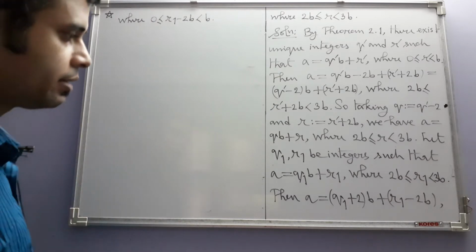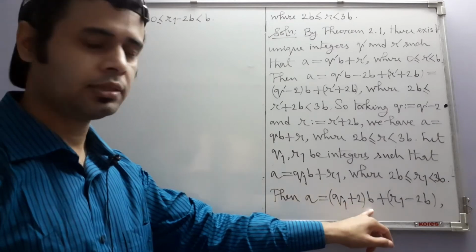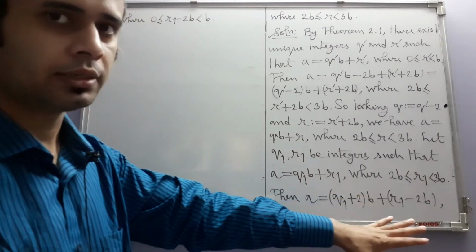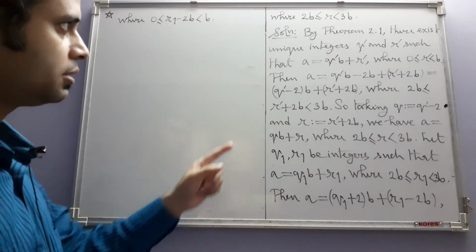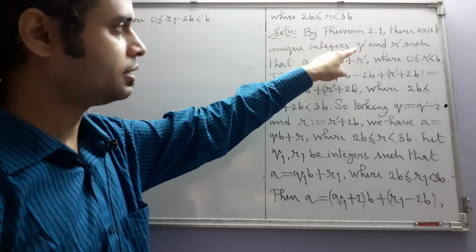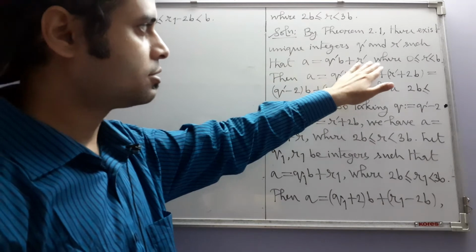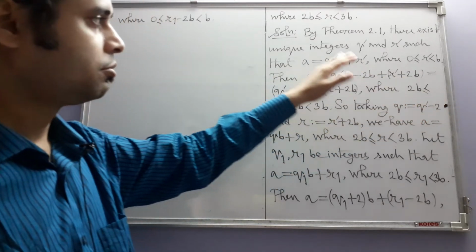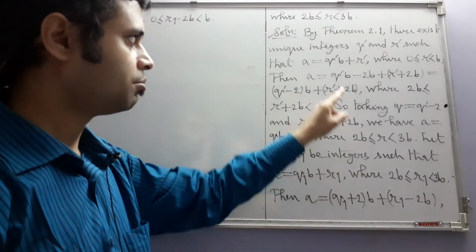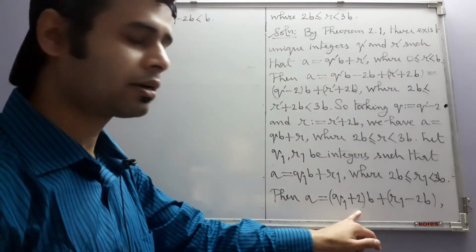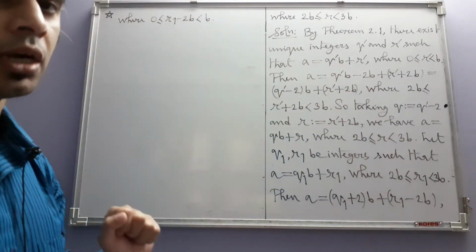Now look at these two statements: a is equal to some integer times b plus some other integer, and that other integer satisfies these inequalities. So, unique integers q prime and r prime are unique such that this equation is true and these inequalities are true. From that uniqueness, we have to conclude that q1 plus 2 must be equal to q prime, and r1 minus 2b must be equal to r prime.